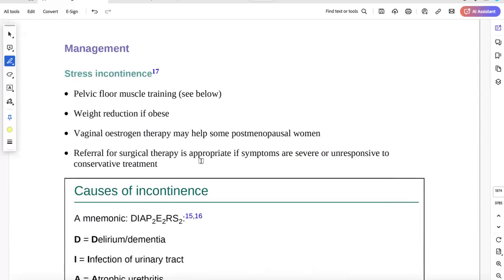Management. Once you know what type of incontinence it is, the management of stress incontinence starts with at least 3 to 6 months of pelvic floor muscle exercise. You can even send the patient to a physio who can teach the patient how to do the pelvic floor muscle strengthening. If that doesn't work, then refer the patient for surgical treatment.